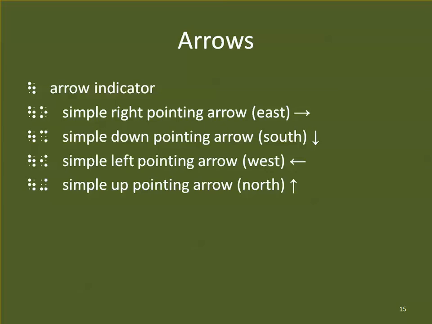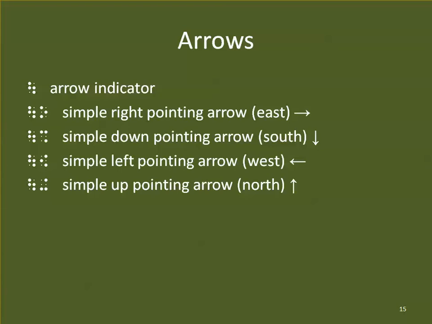Okay, arrows. As I said, the arrow mode starts with dots 1, 2, 5, 6. All arrows start with that indicator. And then we have 4 different normal arrows pointing to the right, down, left, and up. So those are actually arrow mode terminators. They don't represent the actual arrowhead. That's a little bit confusing, but that's a concept that UEB went with. So these are actually 2 different indicators. One saying arrow mode has started, and then which direction the arrow is pointing.